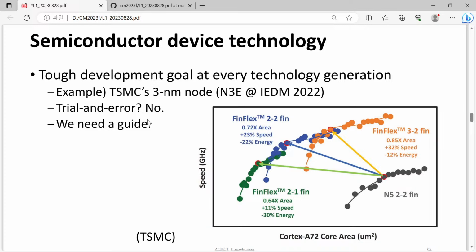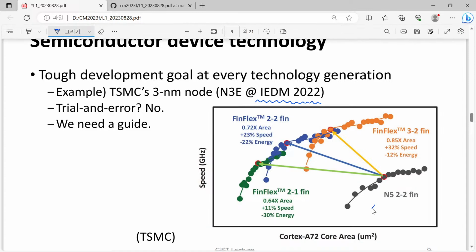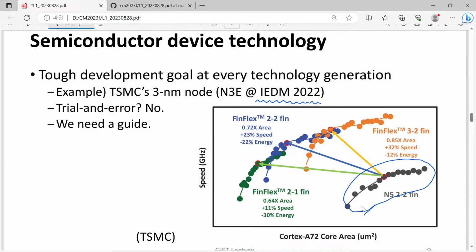For example, you are now looking at a certain slide taken from TSMC's last year IDM presentation. So this is just 8 months ago or 9 months ago. So here we have their baseline.